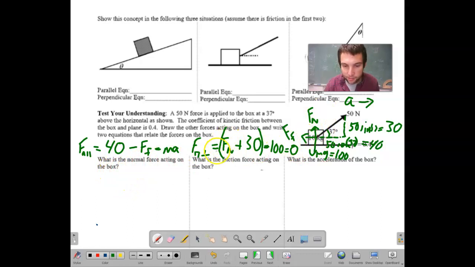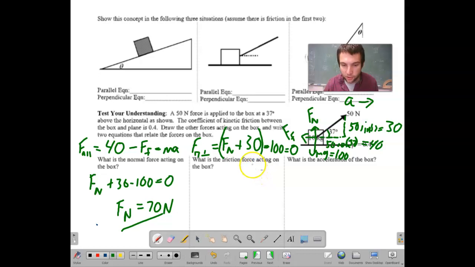What is the normal force acting on the box? This equation that we just wrote is going to come in real handy for this. Fn plus 30 minus 100 equals 0. Add 100 to each side, subtract 30, and we're going to get Fn equals 70 newtons. Frictional force, same thing. 40 minus our frictional force equals ma. Subtract frictional force and then subtract mass times acceleration on this. We don't know our acceleration, do we? Oh, nuts. We can't do that.